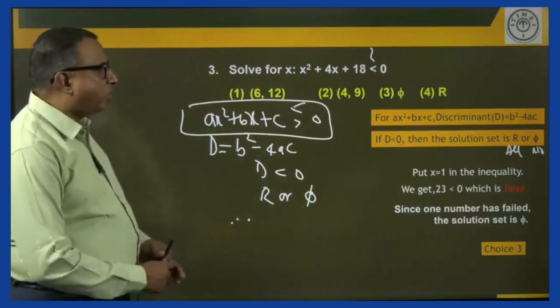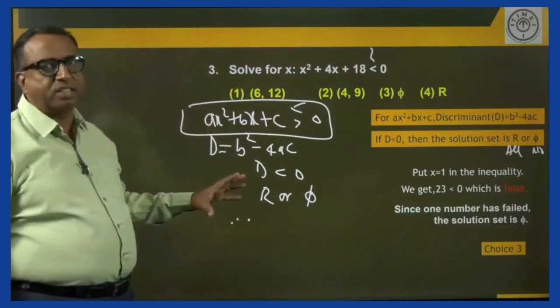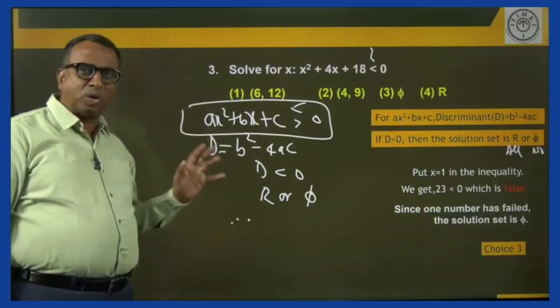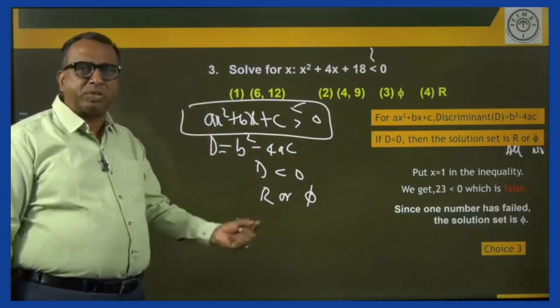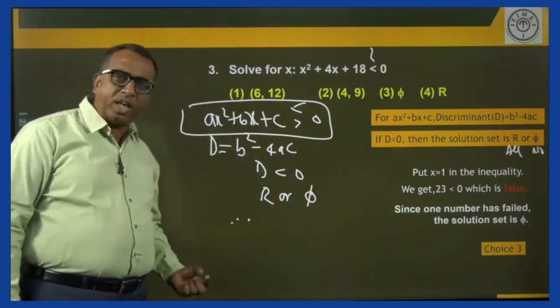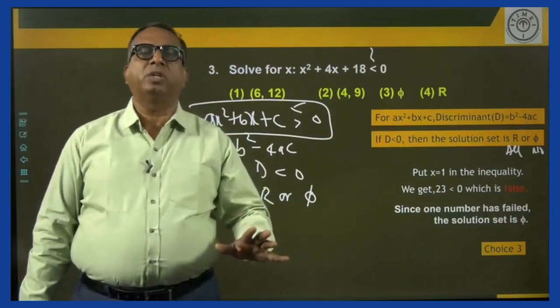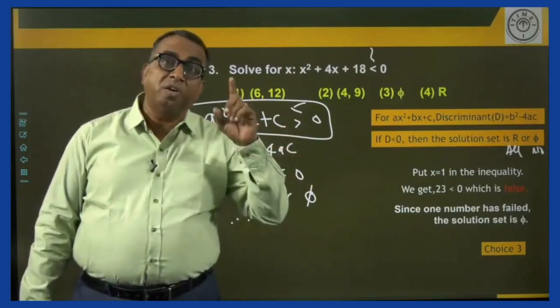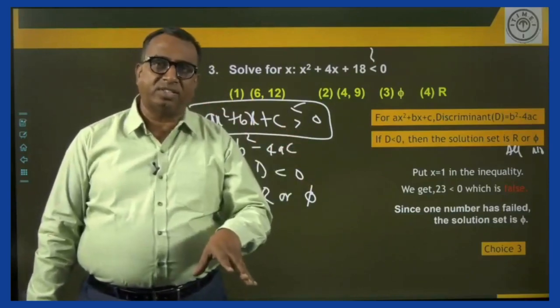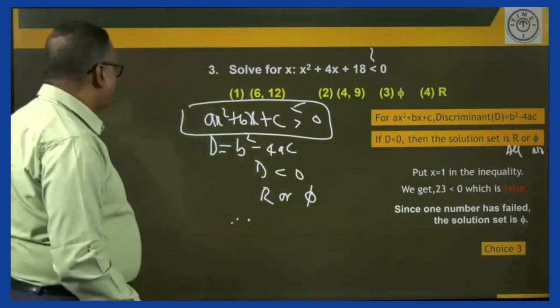Very important, students. Whenever discriminant is less than 0, either you get all numbers or no numbers as the solution. Substitute any one number and check. If one number works, every number works. If one number fails, every number fails. Okay, fine. That was about question number 3.